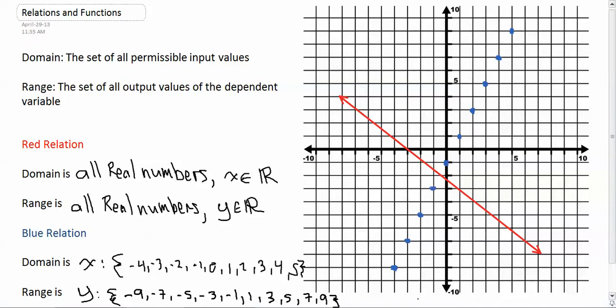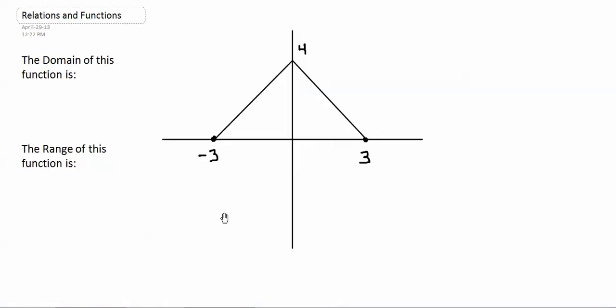Similarly, when we're taking a look at a continuous relation or function, we need to use a different type of notation. We're going to talk about interval notation. So let's take a look at another example. Here we've got a function. It has a point here at -3, comes up to 4. That's where it crosses the y-axis, and then comes and hits right here at +3 on the x-axis.